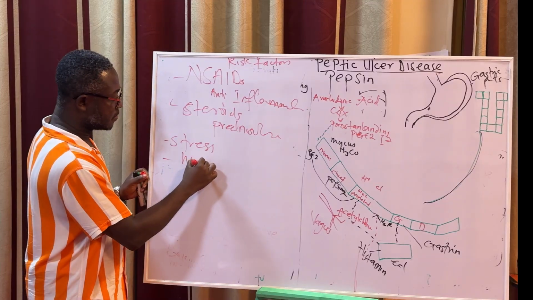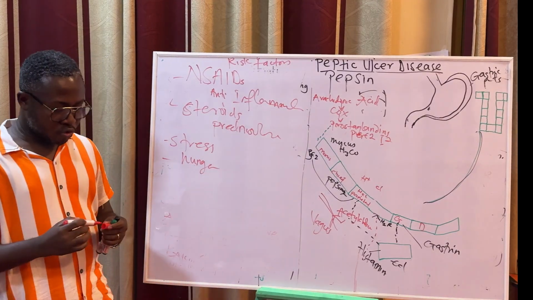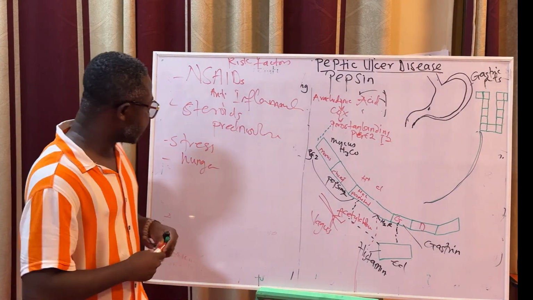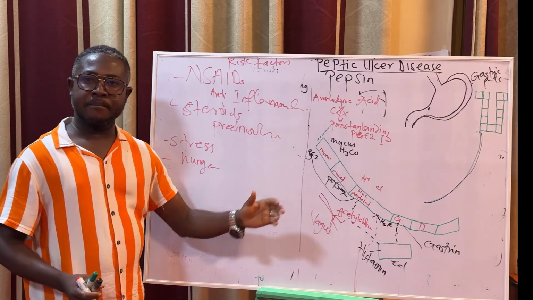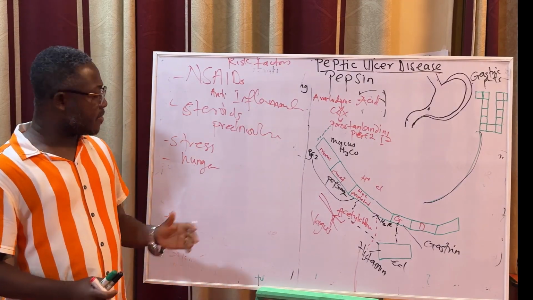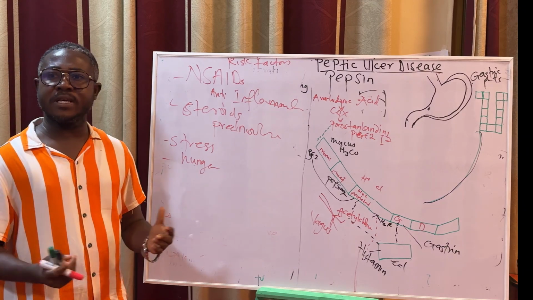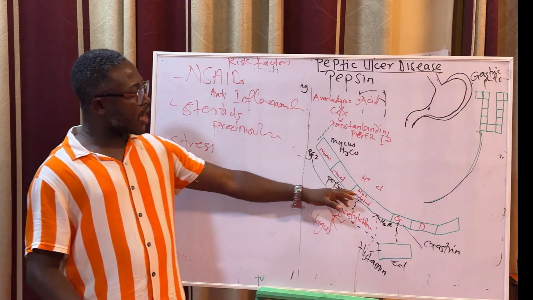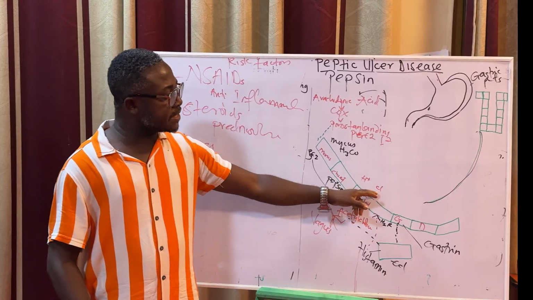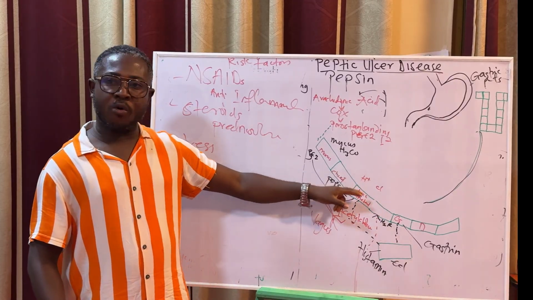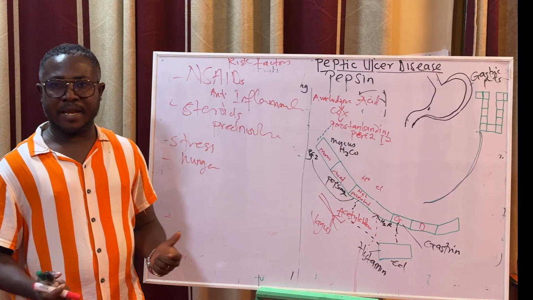Now, another one which is also hunger can also predispose, or fasting can also predispose someone to peptic ulcer disease. How does this thing happen? And so you are not eating, and remember, your hydrochloric acid are being produced, and when they come and they don't meet any food, they begin to chop or erode the mucosa lining.